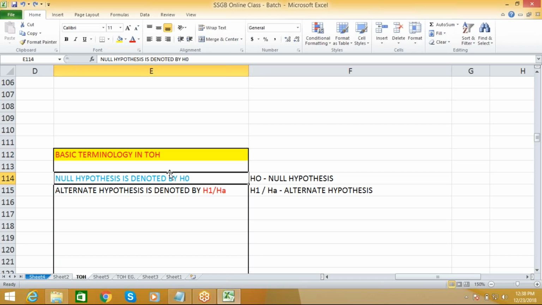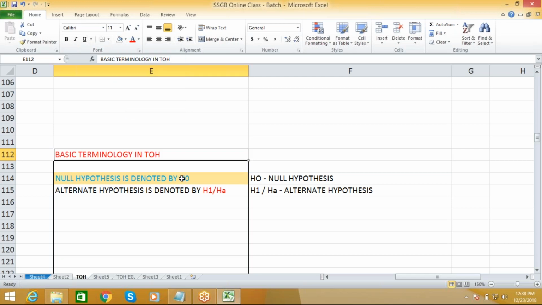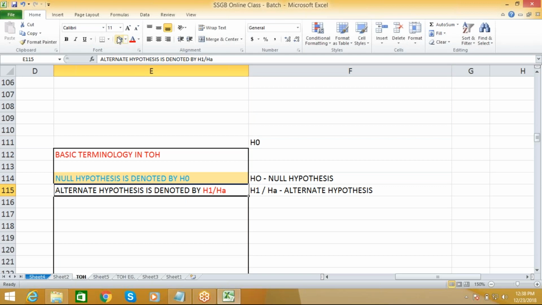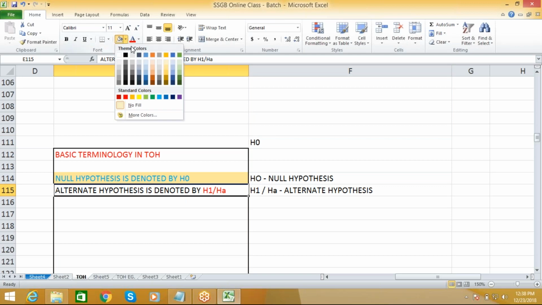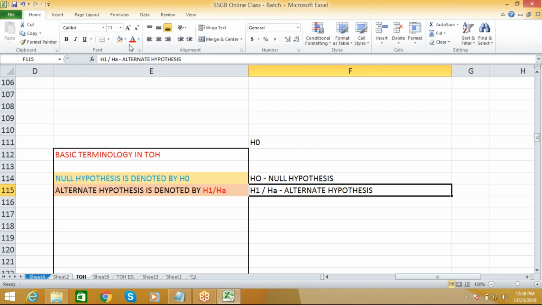The null hypothesis is denoted by H naught. This is the basic terminology in test of hypothesis. So how do we type H naught? H and 0. And the alternate hypothesis is generally denoted by H1 or HA, A for alternate. In some books, you can see it as H1. The other denotation which is used is HA. Both are correct, so you can use either HA or H1.